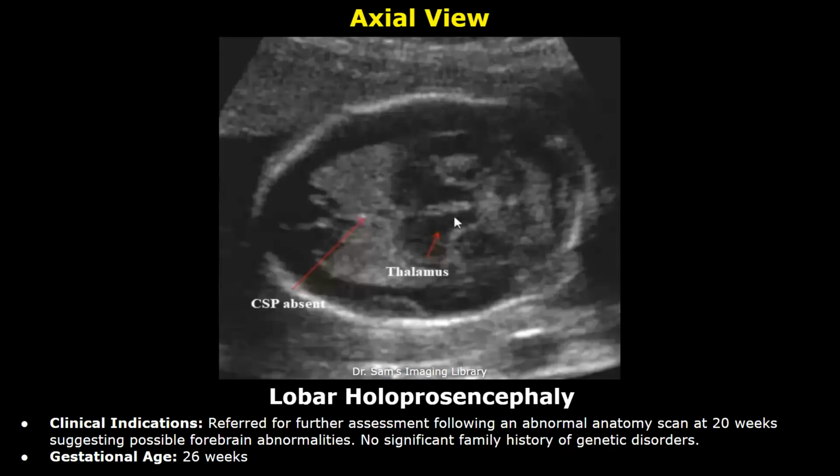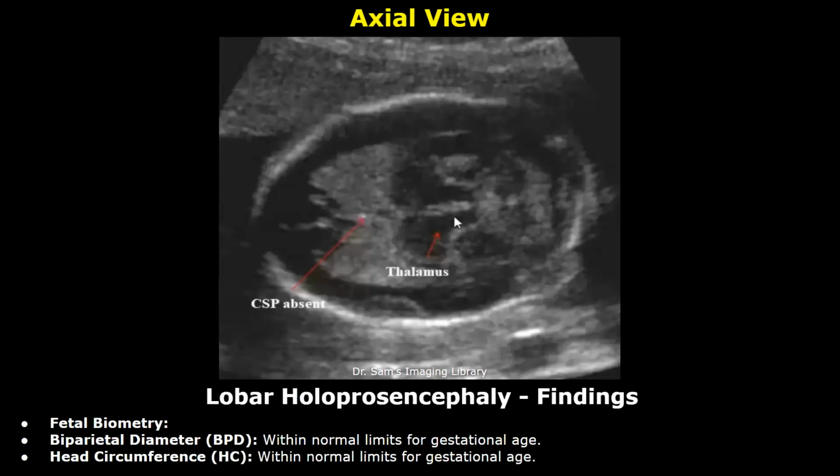Now we have a case of Lobar Holoprosencephaly. Clinical indications: referral for further assessment following an abnormal anatomy scan at 20 weeks suggesting possible forebrain abnormalities. No significant family history of genetic disorders. Gestational age 26 weeks.